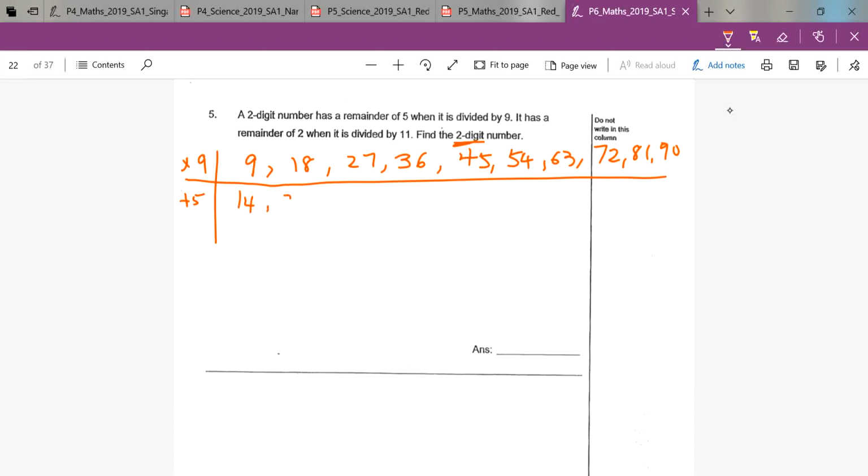14, 23, 32, 41, 50, 59, 68, 77, 86 and 95. Okay, I'll erase this and write new.